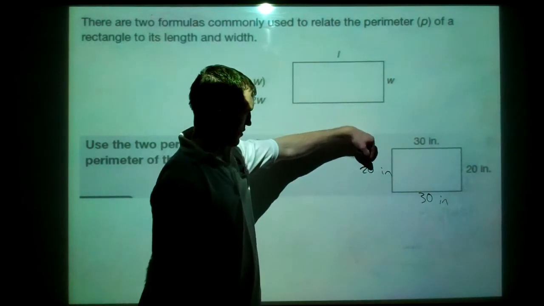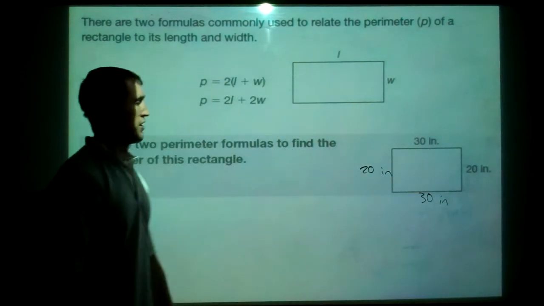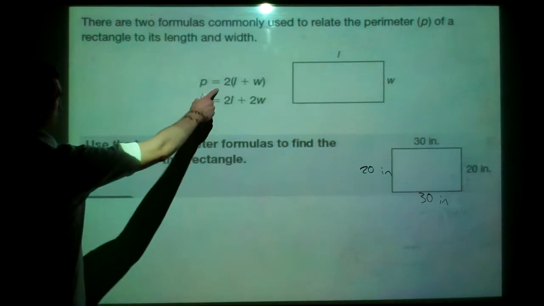30 plus 20 is 50, plus 30 is 80, plus 20 is 100. So we should be getting 100 inches here. Well, first let's try this formula.